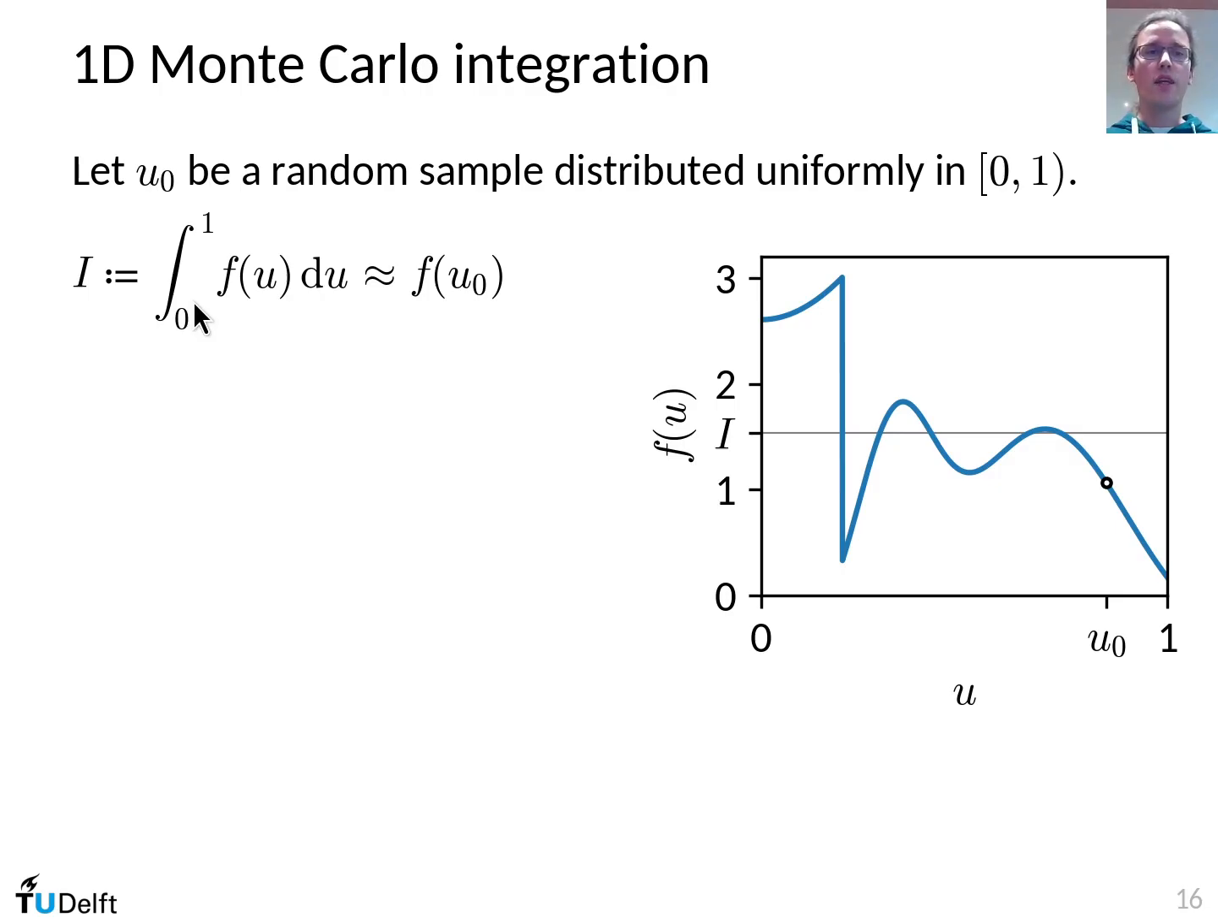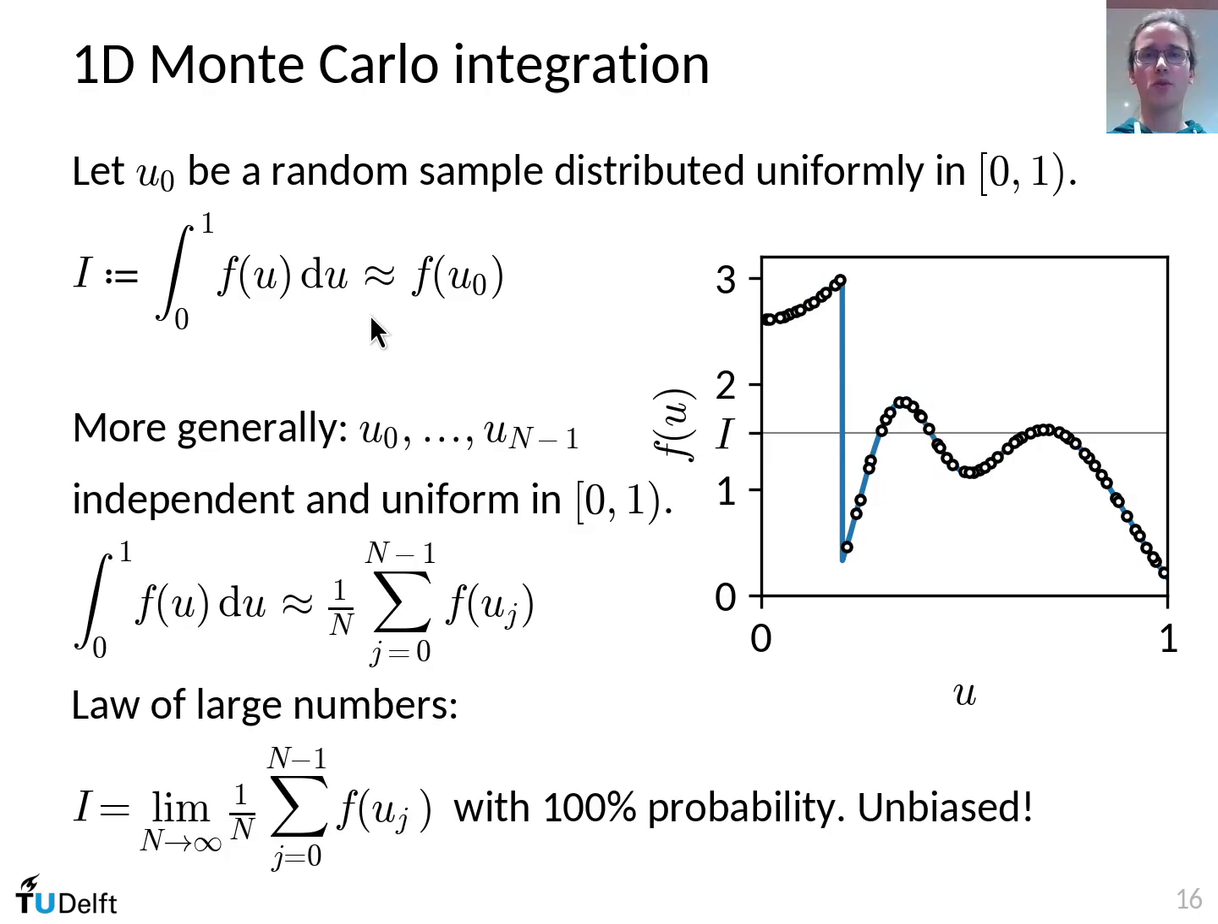And the way in which we do this in Monte Carlo integration is quite simple actually. What we do is we take a random number u0, which is distributed uniformly at random in the interval from 0 to 1. So in this case, we ended up with this particular value here of u0. And then we just evaluate the function f at u0. And then that's our estimate for the integral. Of course, this is not going to be exact. This is just an estimate of the integral. But it's an estimate that has a few nice properties.